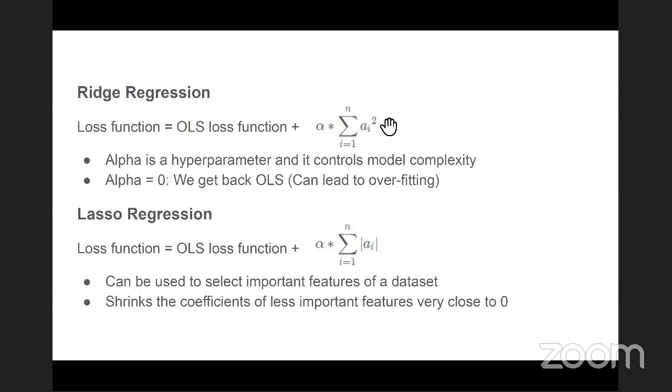And then you add another term to that loss, which is alpha times the sum of ai square. So these are all the coefficients. This alpha is something that you can tune. You have to choose it. So that's your hyperparameter, right?